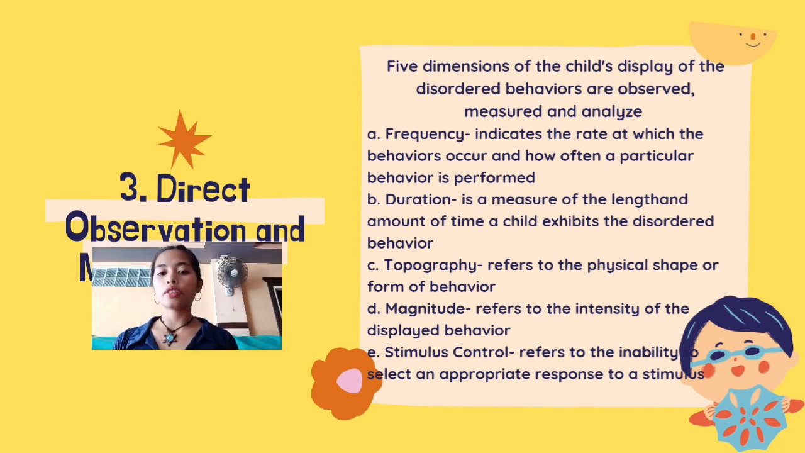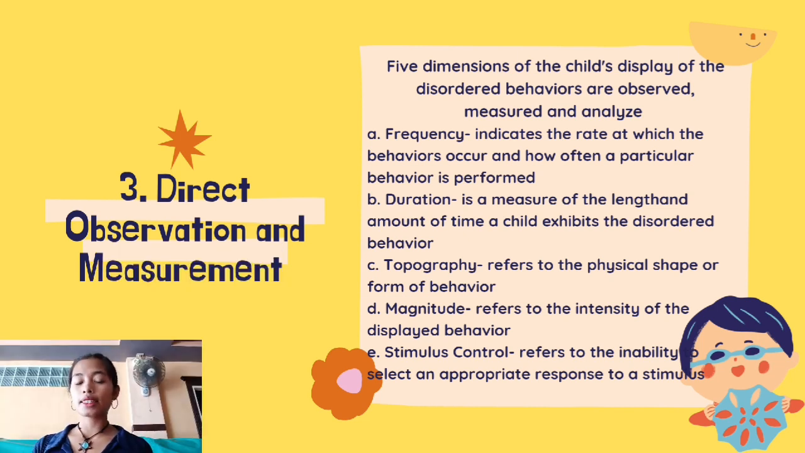Third is the topography. It refers to the physical shape or form of behavior. For example, running a race and walking each has its own topography. Although the legs are used in both motor activities, running has its own shape or topography that differs from walking. The topography of the behavior displayed by children with emotional and behavioral disorders deviates from the normal. They are maladaptive, bizarre, or dangerous to the child himself and others.